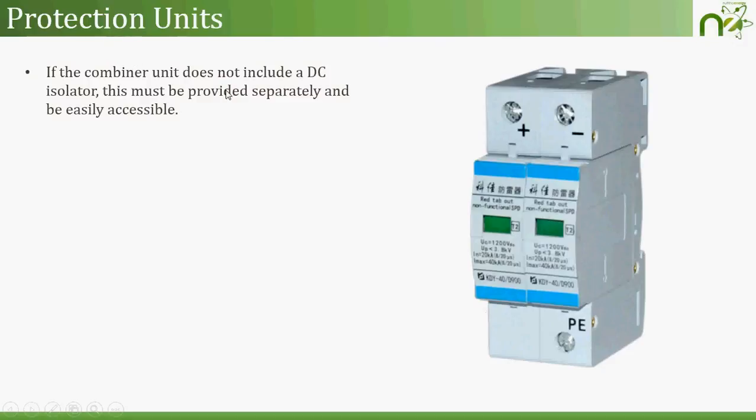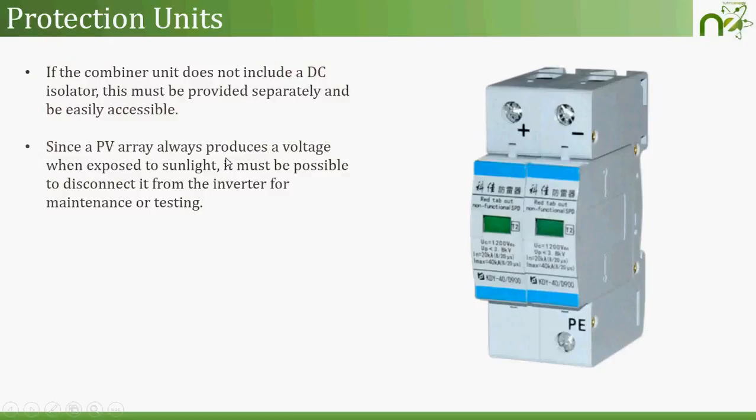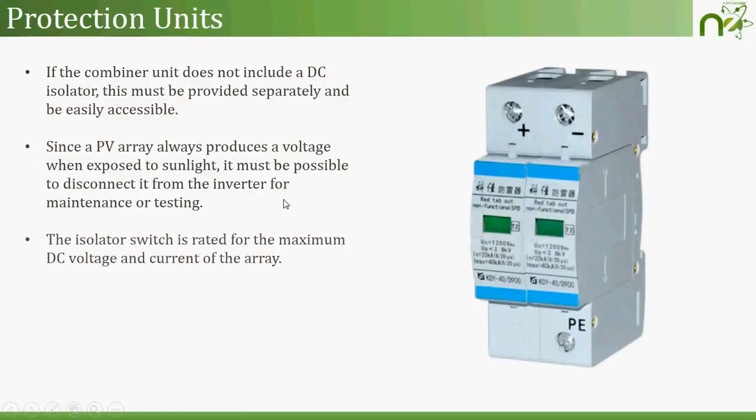If the combiner box does not include a DC isolator, then it must be provided separately and be easily accessible. Since the PV array always produces a voltage when exposed to sunlight, it must be possible to disconnect it from the inverter for maintenance or testing. Hence, the isolator switch is rated for the maximum DC voltage and current of the array.